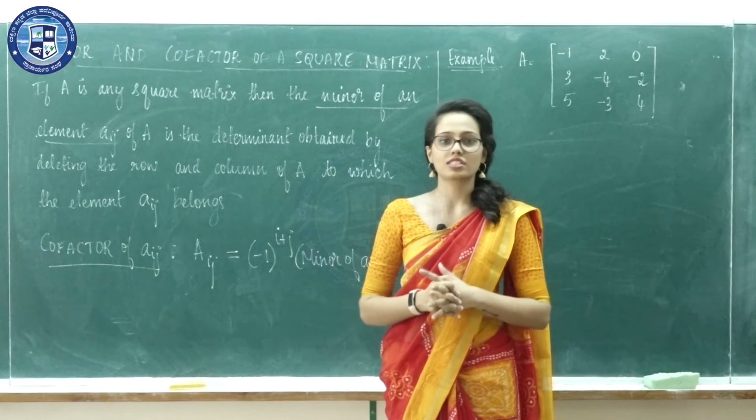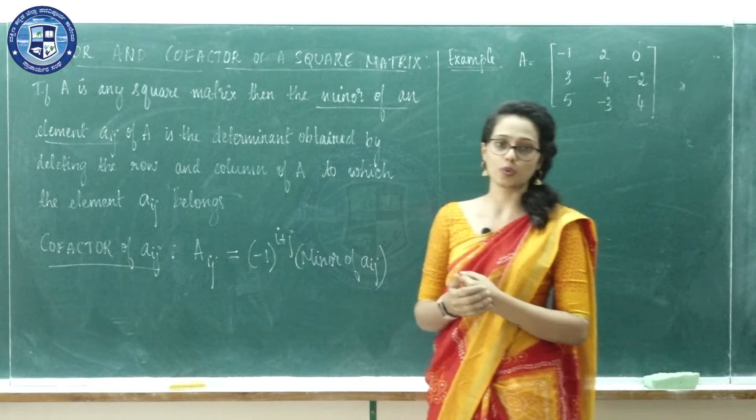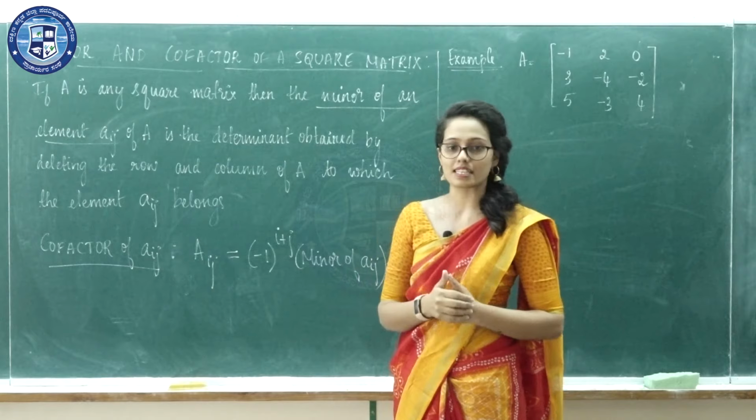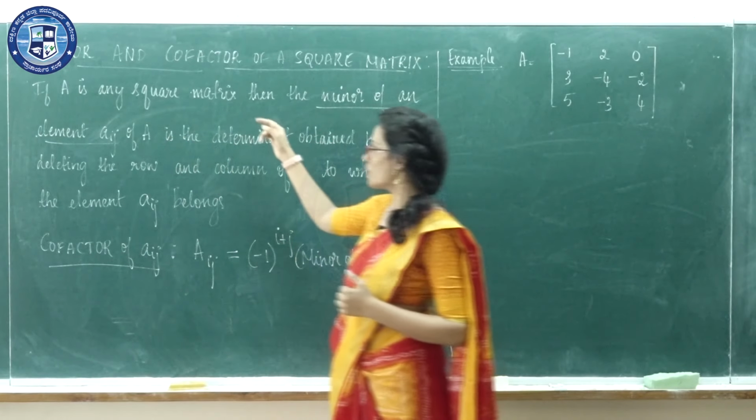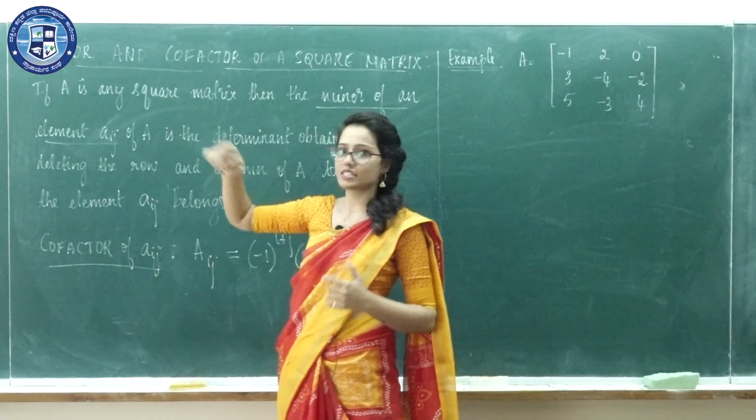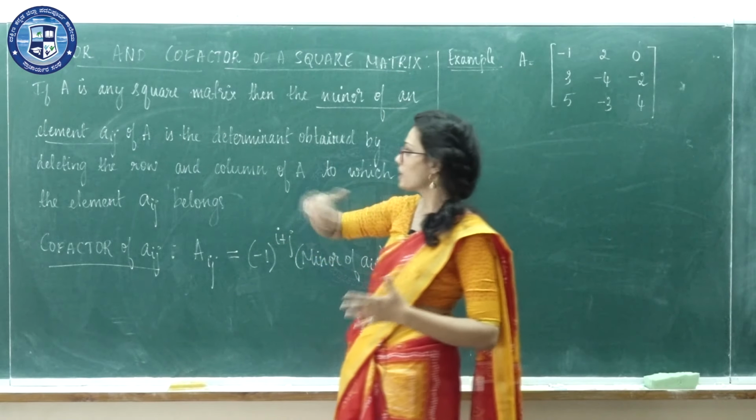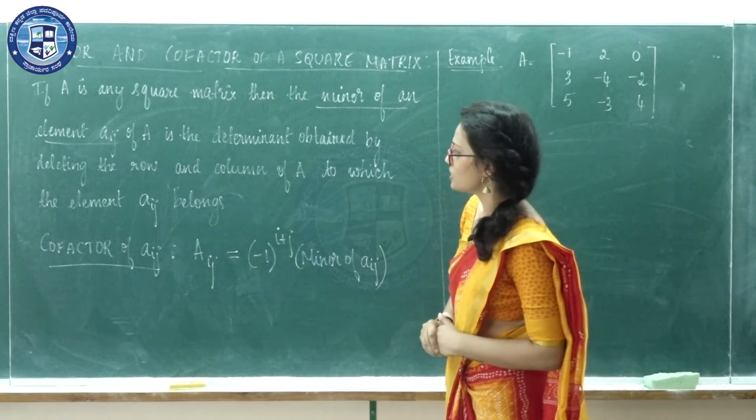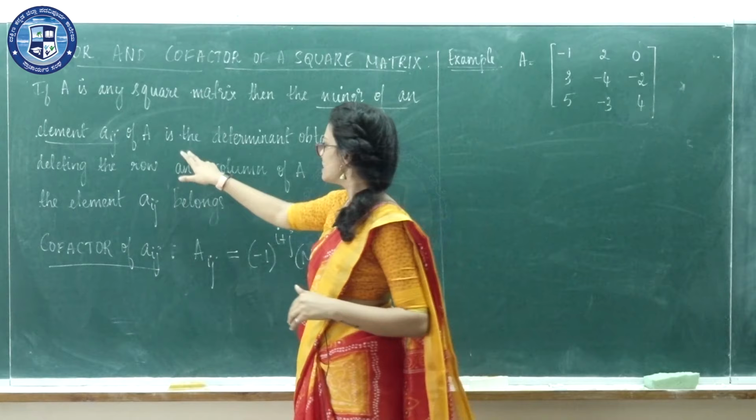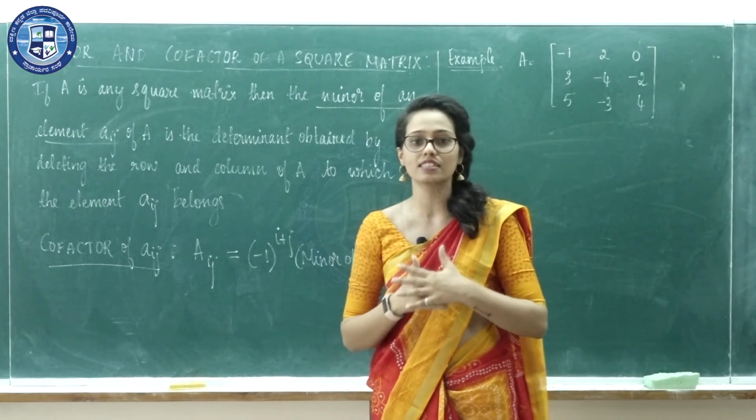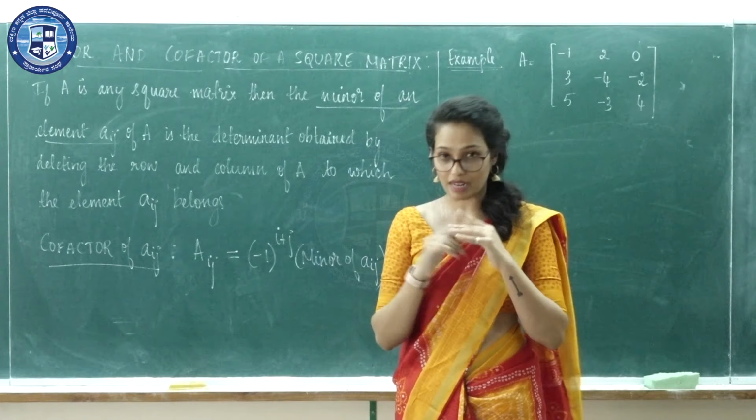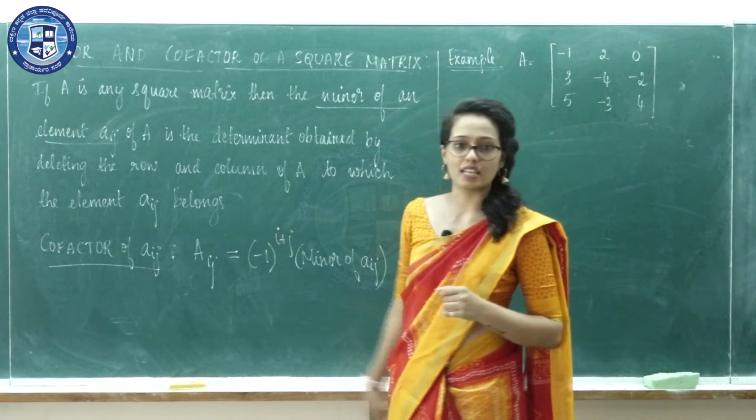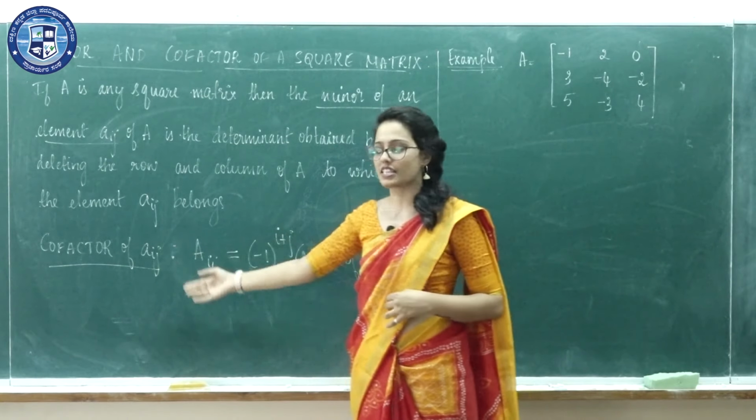Next, let us see what is the minor of an element in a square matrix. So, we have the definition of the minor of the element given by if A is any square matrix, and remember it has to be square matrix because we are discussing determinants here. Okay? So, if A is any square matrix, then the minor of an element Aij of the matrix A is the determinant obtained by deleting the row and column of the matrix A to which the element belongs. And cofactor is given by this formula.